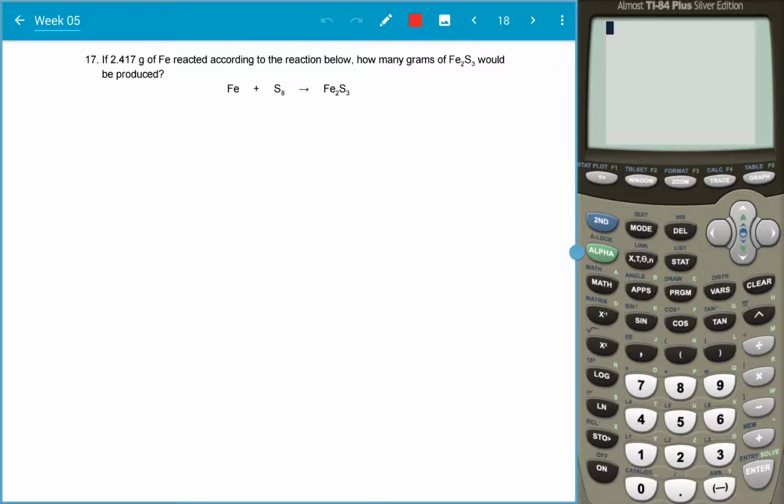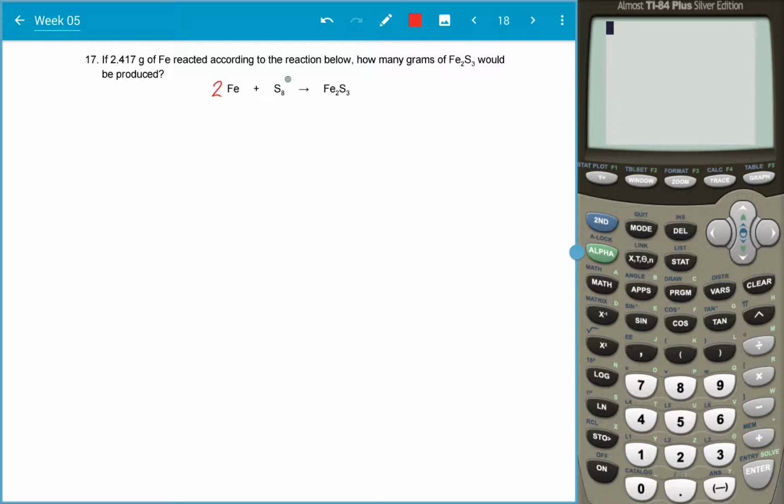If 2.417 grams of iron reacted according to the reaction below, how many grams of iron 3 sulfide would be produced? So, I see a reaction and I want to balance it. I look at my irons. I have one on the reactant side, 2 on the products. So if I put a 2, that'll balance my irons.